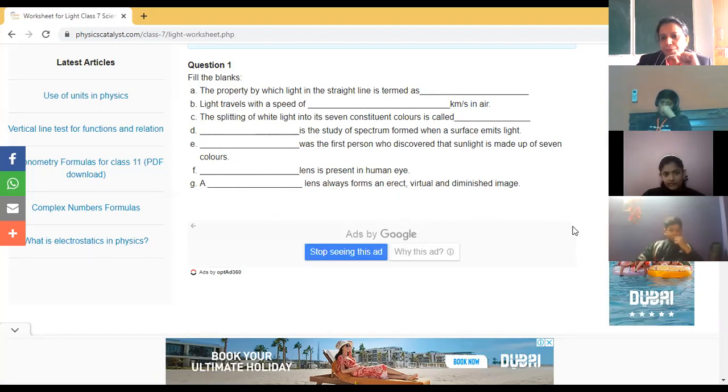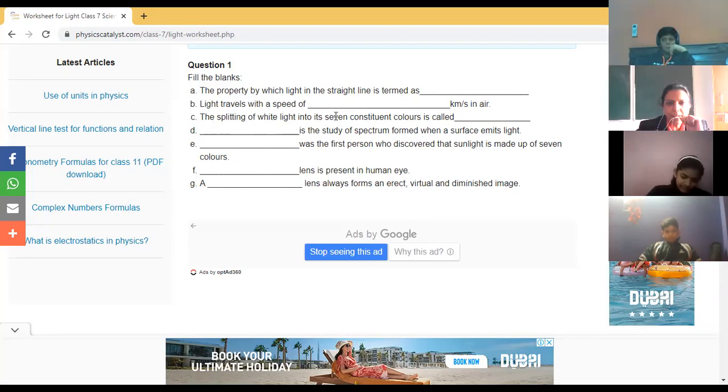Anyone among you? Okay, you may tell the speed of light in meters per second if you know. 3 into 10 raised to power 8 meter per second, or you can say 3 lakh kilometers per second. So in both the units, you may tell the speed of light, either in meter per second or kilometer per second.